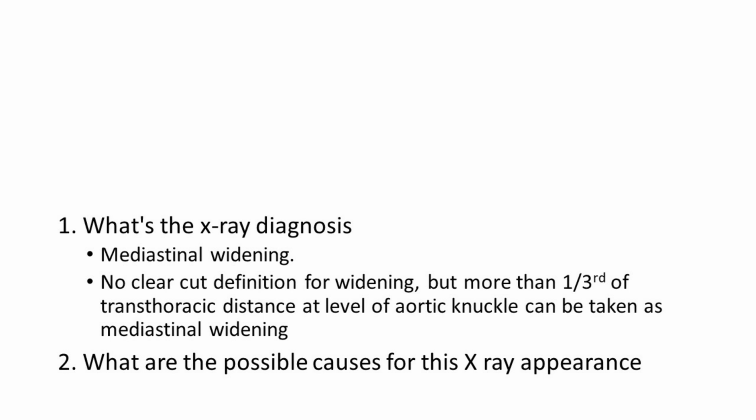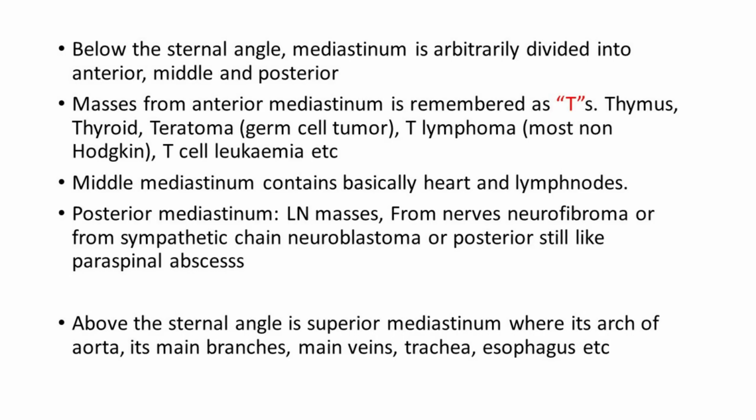criteria for saying that there is mediastinal widening, but I usually take it more than 1/3 transthoracic distance at the level of aortic knuckle as mediastinal widening. What are the causes for this mediastinal widening? The best way to remember it is as 4 or 5 T's.